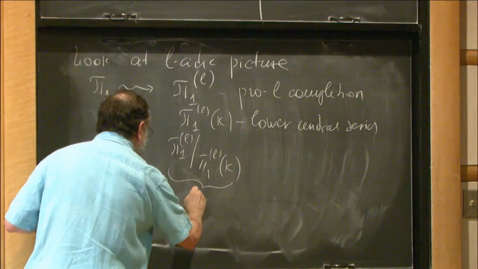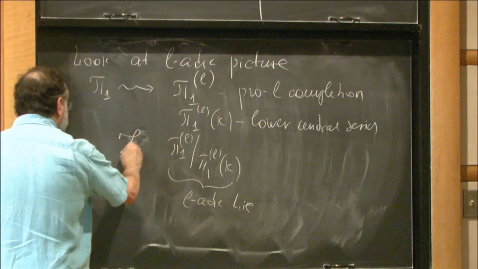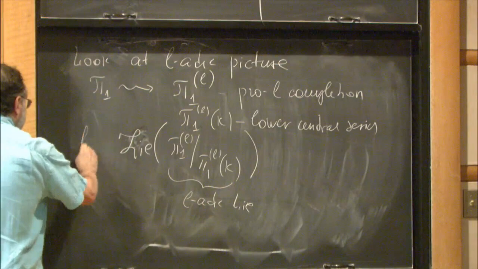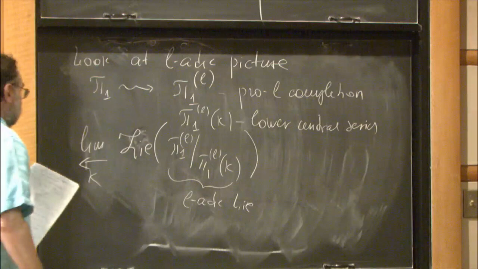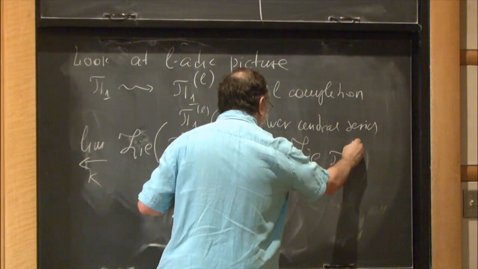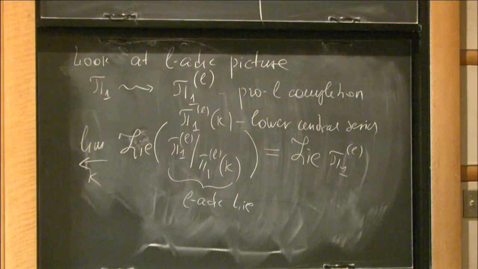And as such, I can take the Lie algebra of this guy, and then I take a limit of this over k. And so I get some elliptic Lie algebra, which we can call Lie pi 1 L. So this is the elliptic incarnation of the motivic guy I was talking about. Now, why is this important? For the following reason, which is absolutely key to what I'm going to say.